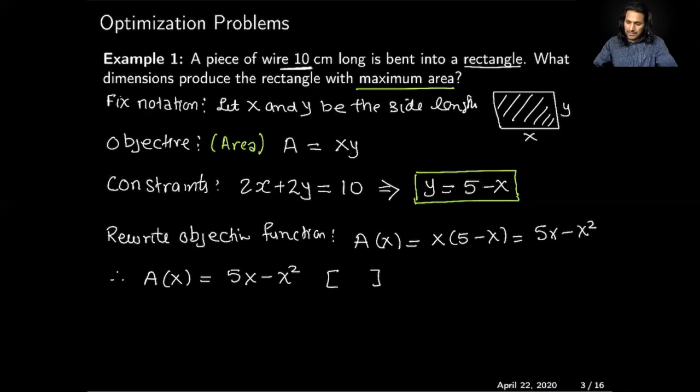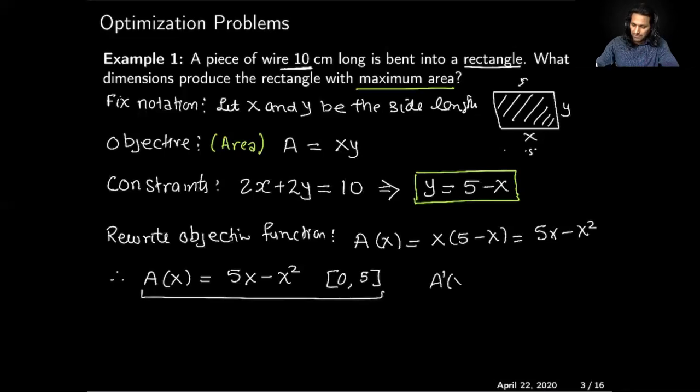As you can see, the minimum x I can choose is 0, and the maximum x I can choose is 5 units, because the piece of wire is 10 centimeter long. If I have 5 units here and 5 units here, then y will be 0. That's the max I can go, because I cannot go more than 5 units, as then I wouldn't have anything on the other side. Now this is an absolute max and absolute min problem. So I will take the derivative of this function, A prime of x, and find the critical value, which is 5 minus 2x.